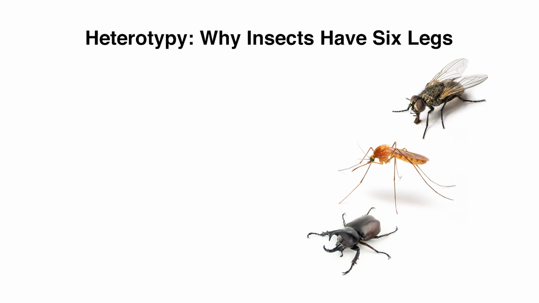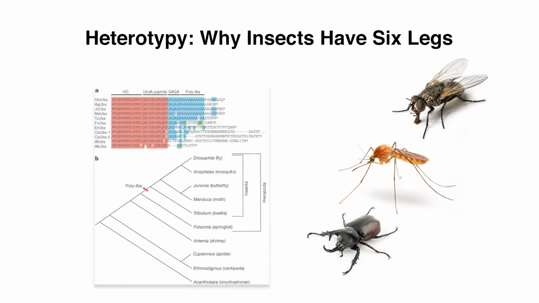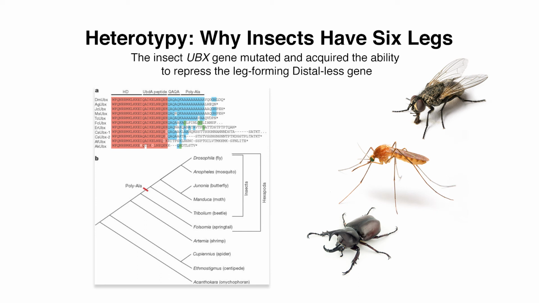In the group that became insects, there was a mutation in a gene called ultrabithorax. Ultrabithorax acquired new amino acids in the protein, and these amino acids were able to repress the distalis gene from being active. Distalis is a gene that activates other genes that help form the limb. If it is repressed, the limb doesn't form. Ultrabithorax, which is active in the insect abdomen, is able to inhibit distalis, and as such, the abdominal limbs of the insect fail to properly form.